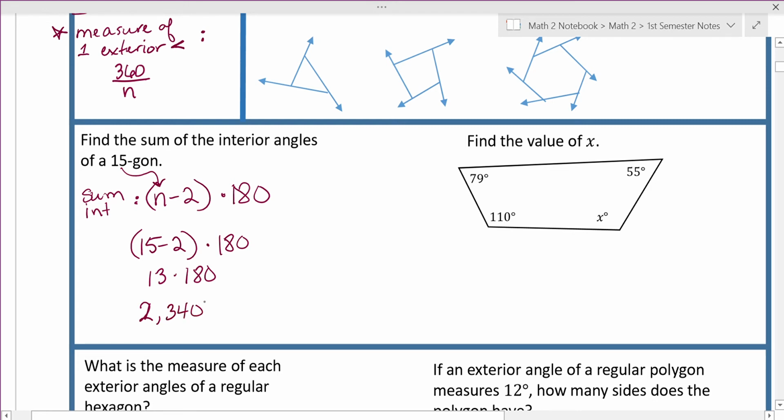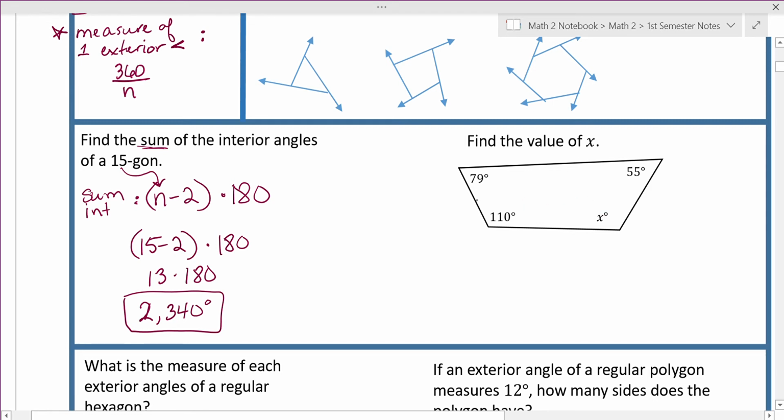2,340 degrees. So if you had a 15-sided figure, then the sum of the interior angles would be 2,340. Okay, we'll have some problems like that. We're just asking you to figure out the sum of the interior angles. We'll have some problems like this where we are missing one of the angles in our figure.